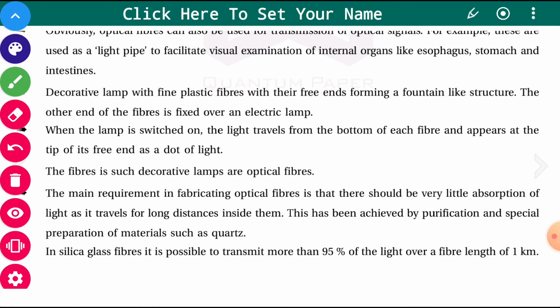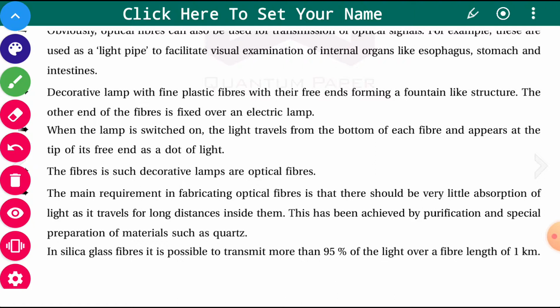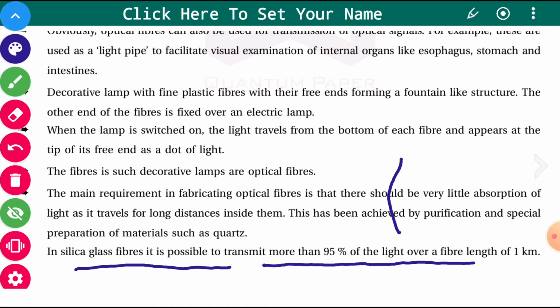The main requirement in fabricating optical fiber is that there should be very little absorption of light as it travels a long distance. This has been achieved by purification and special preparation of material such as quartz in silica glass fiber. Try to understand this silica glass fiber. It is possible to transmit more than 95% of light over a fiber of length 1 kilometer. So it is very efficient in transmitting light.